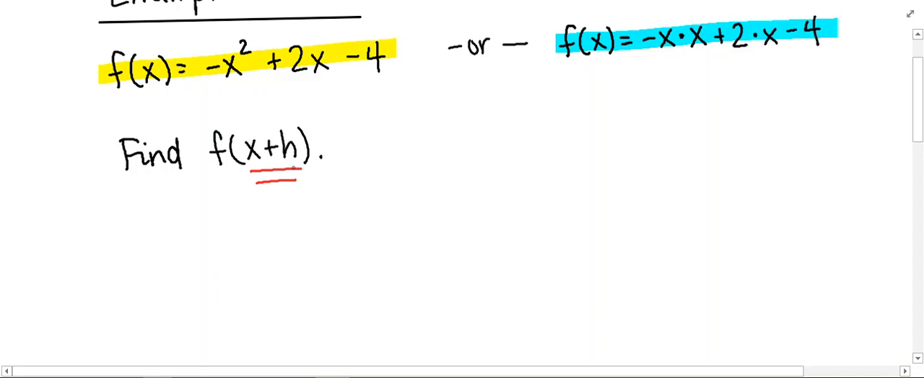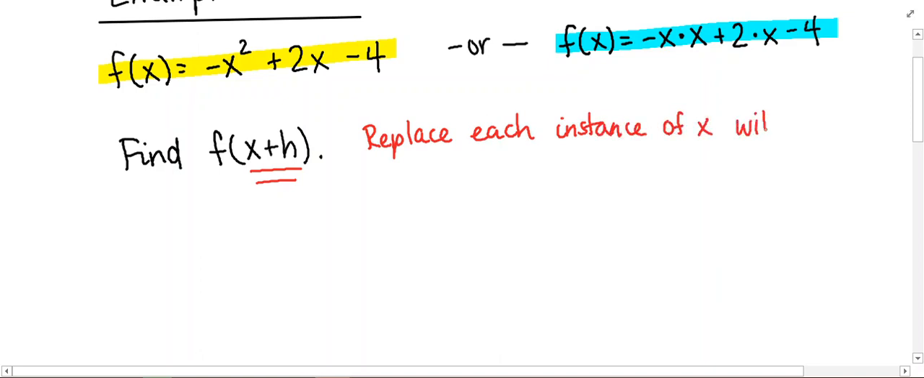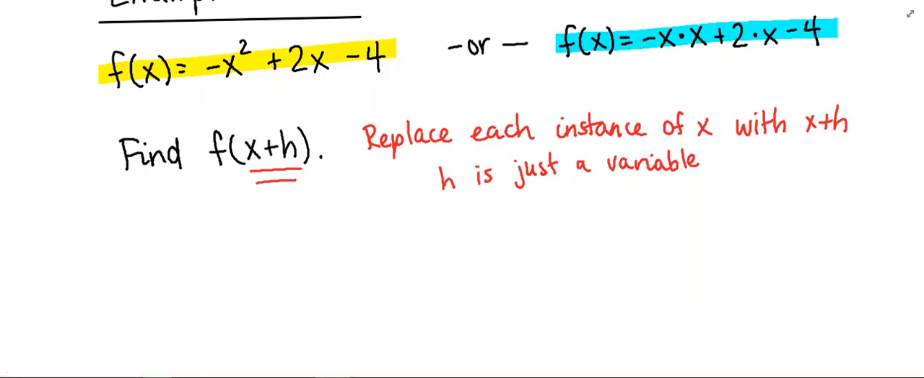Here, if we look at what's inside the parentheses, that is what we're going to replace x with. So we're going to replace each instance of x with x plus h. Okay, h is just a variable, and I'll write that down. H is just a variable. Okay, so let's do this.